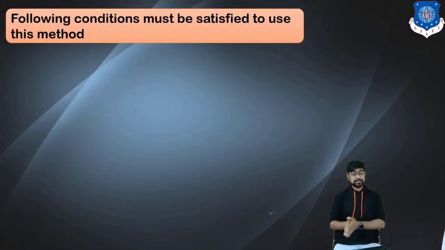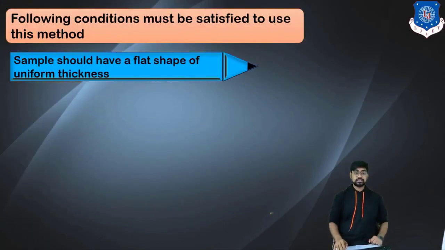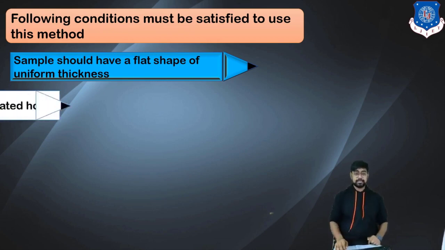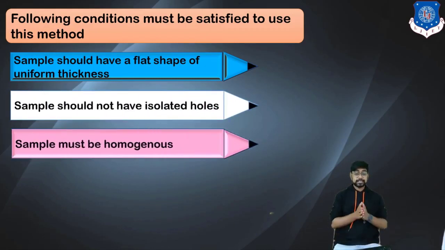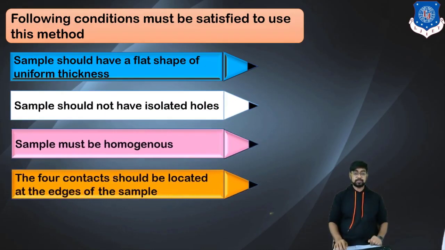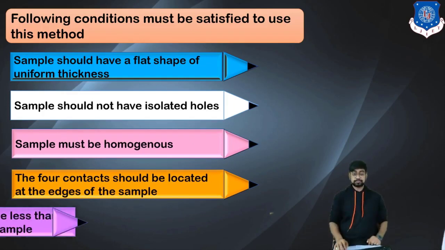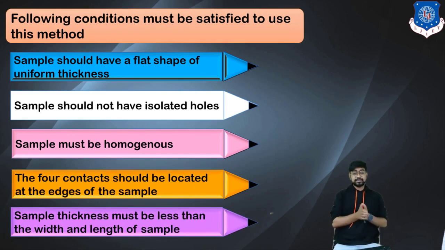Now, the following conditions must be satisfied using this method. The sample should have a flat shape and uniform thickness, for a better result. All these parameters should be maintained. The sample should not have isolated holes. The sample should be homogeneous in nature, and the four contacts should be located at the edges. Sample thickness must be less than the width and length of the sample.